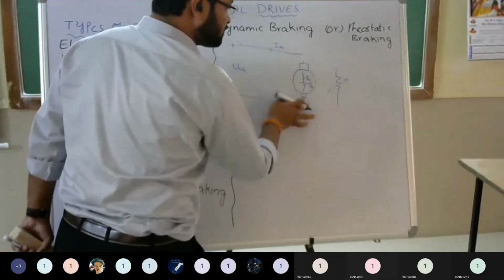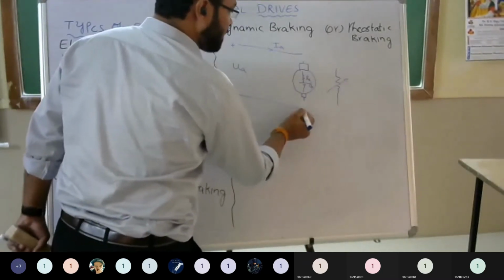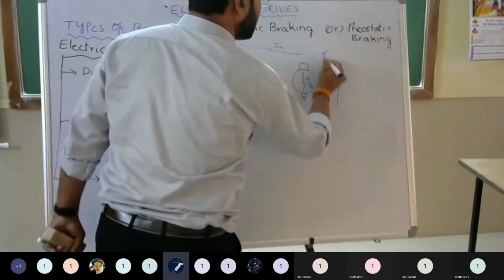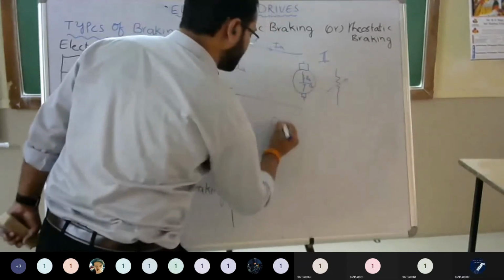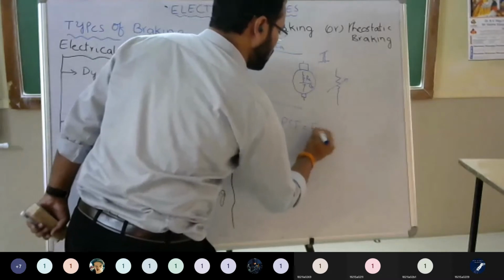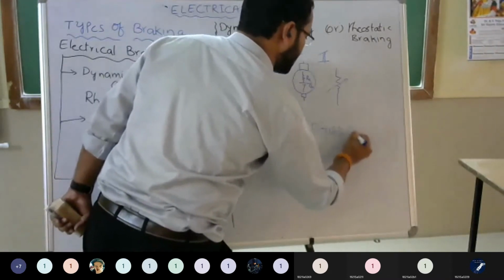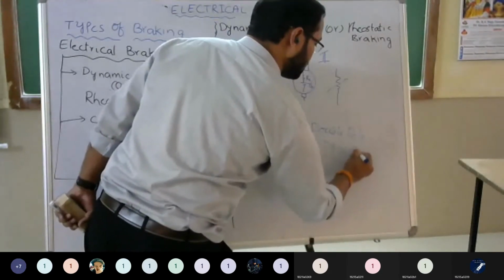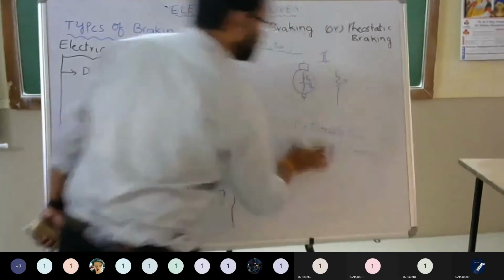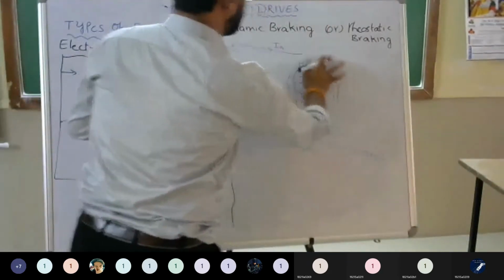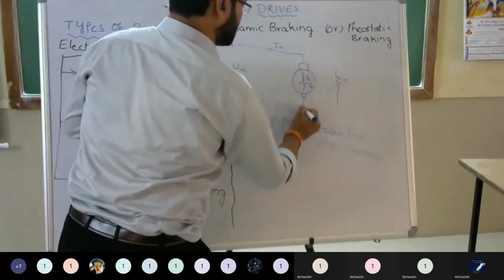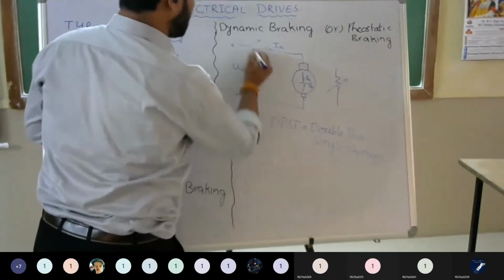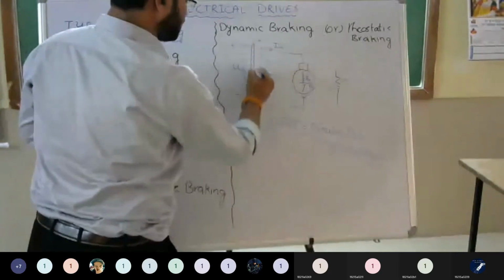You people know the DPST switch? What is the DPST switch? Double pole, single throw. What does that mean? Generally, in your diagrams, you will keep one like this and draw it like this. But actually, if you see it in the lab, here one pole is there, here one pole is there.